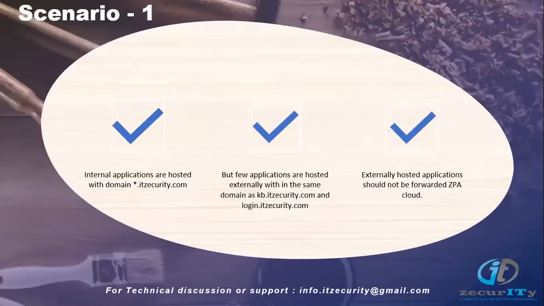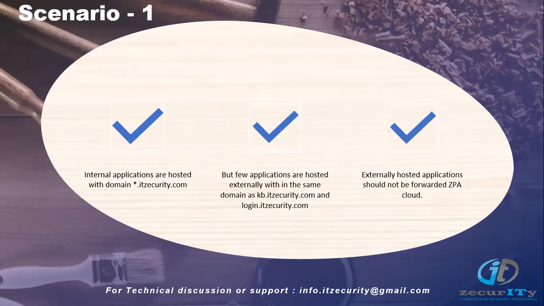In scenario one, all the applications are hosted locally on my infrastructure under the domain itsecurity.com, whereas only kb.itsecurity.com and login.itsecurity.com are hosted publicly. If a user tries to access those applications, they should not be routed via Zscaler Private Access. So in this case, we need to create two domains and application segments. One is a wildcard based application segment, another one is a specific application segment related to kb.itsecurity.com and login.itsecurity.com.